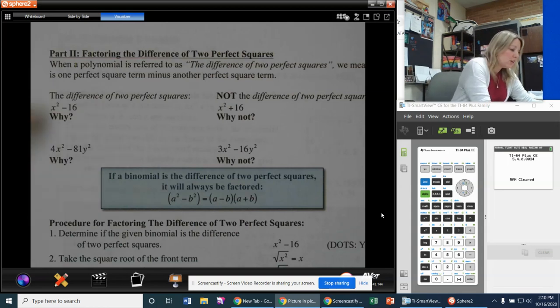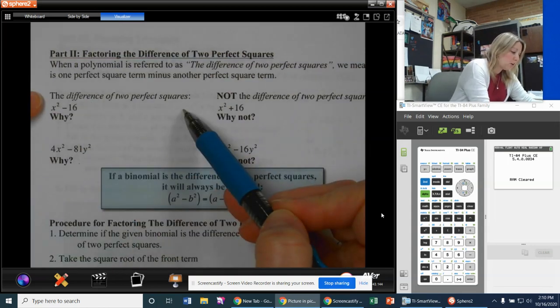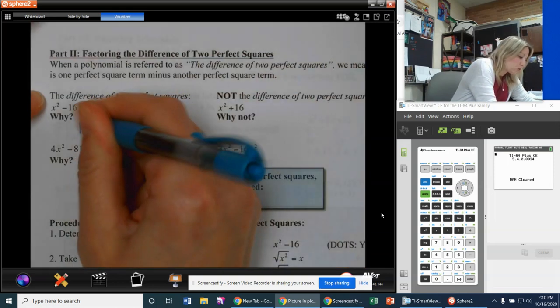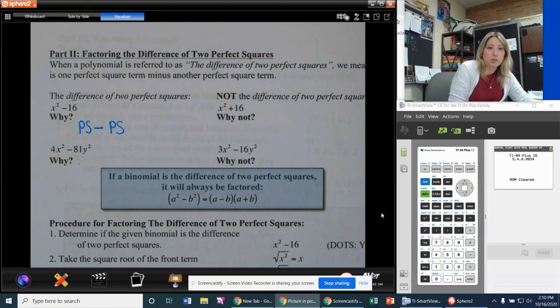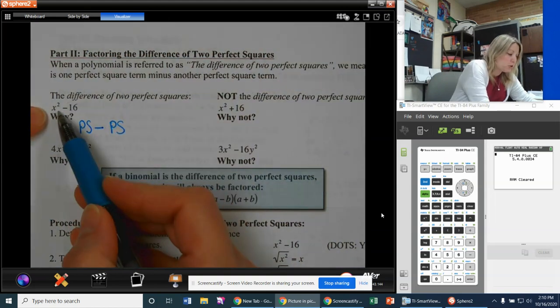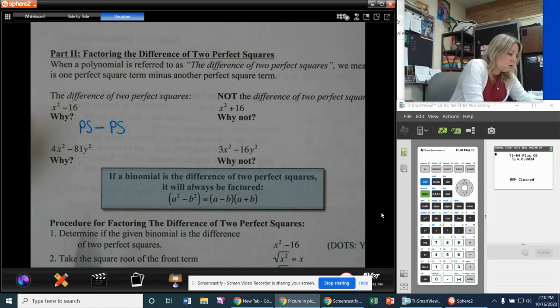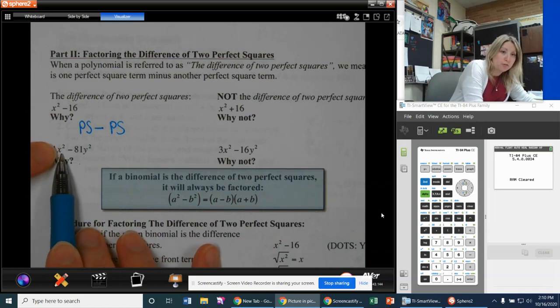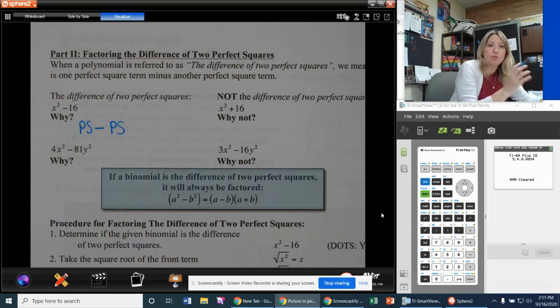So in these 2 examples, you have the difference of 2 perfect squares because you have a perfect square minus a perfect square. Okay, for both of these. X squared is a perfect square. 16 is a perfect square. You're subtracting them. 4 is a perfect square. X squared is a perfect square. 81 is a perfect square. Y squared is a perfect square. You're subtracting them. That's dots, difference of two perfect squares.